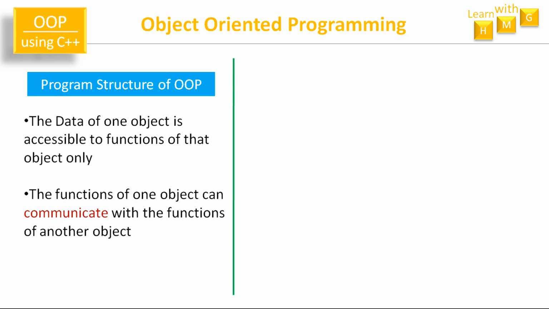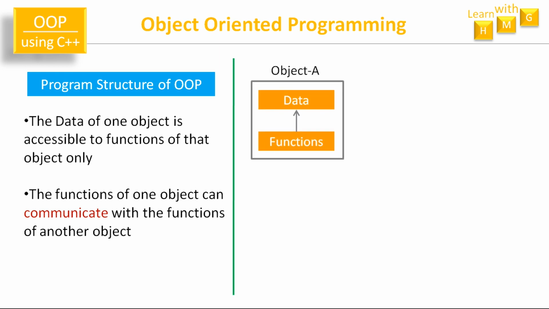Now if there are n number of objects, how will they communicate with each other? The communication will be through functions. Every object has its own functions, and these functions will communicate with each other. Let us see with the help of a diagram.